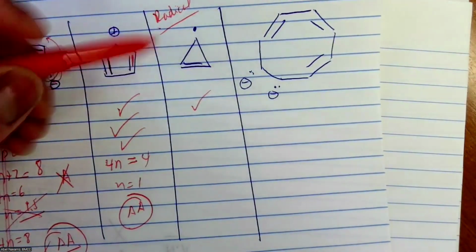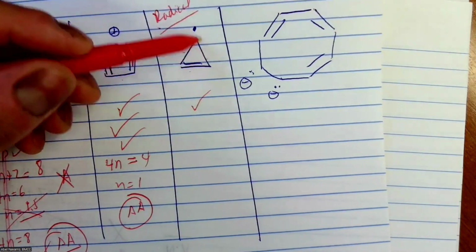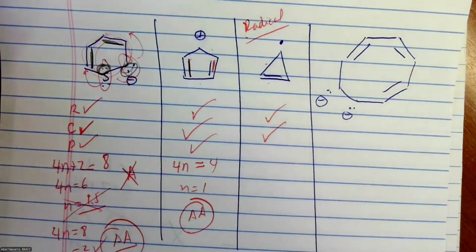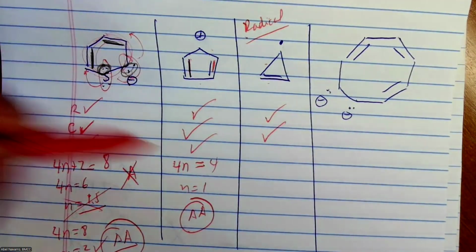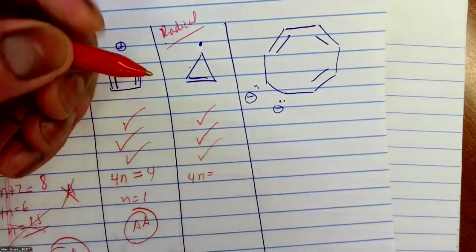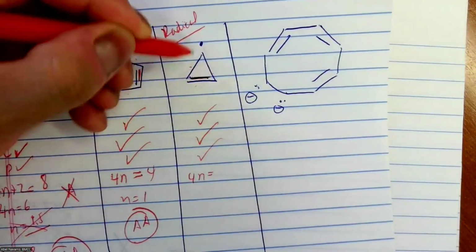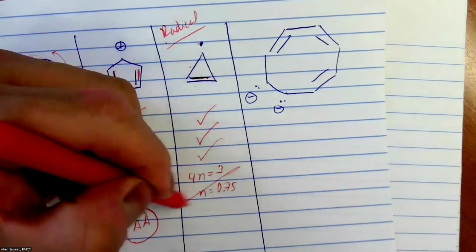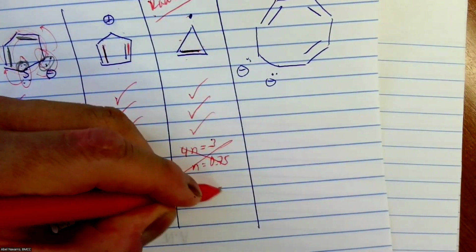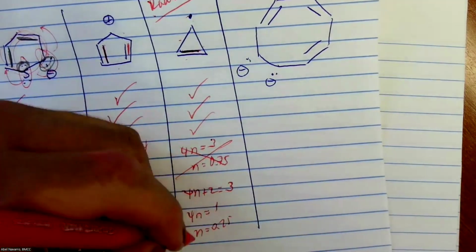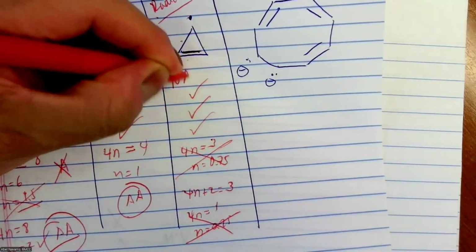But let's prove it. Let's see. Is it a ring? Yes. Is it conjugated? Radical, single, double, single, radical. Well, radical does do resonance, so it is really conjugated. Is it planar? Let's assume that it's planar. Let's see the formula for anti-aromatic: 4n is equal to how many pi electrons? Here I have 2, 3. n is equal to 0.75. So no, let's do the other one. 4n plus 2 is equal to 3, 4n is equal to 1, n is equal to 0.25. No. So the molecule is not aromatic.